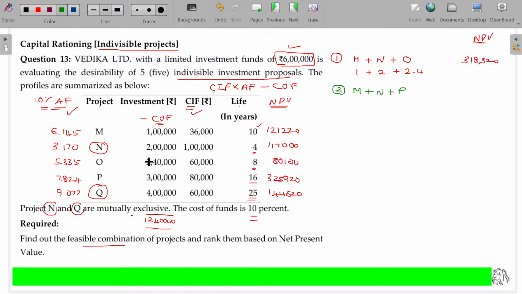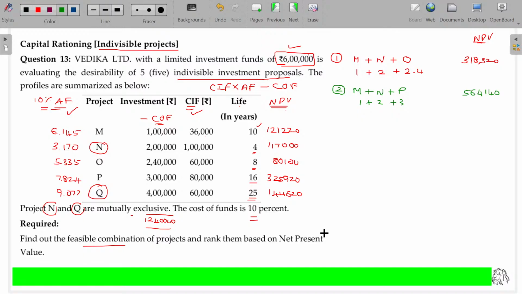Then what is the amount? 1 plus 2 plus 3, 6 lakhs completed. I don't have any surplus. All my available fund is used here. Now find out the NPV for this combination. 64,140. This combination is superior to the earlier combination, where all of our available investment amount is used, and the NPV is also quite good here.